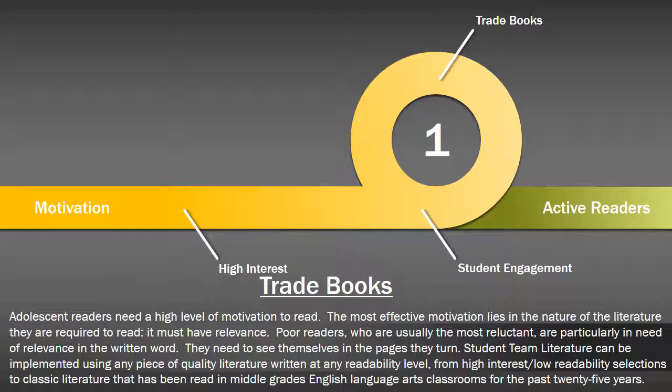Adolescent readers need a high level of motivation to read. The most effective motivation lies in the nature of the literature they are required to read. It must have relevance. Poor readers, who are usually the most reluctant, are in need of relevance in the written word. They need to see themselves in the pages they turn.